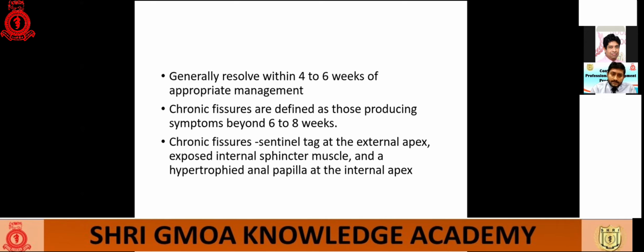But chronic fissures tend to persist beyond 6 to 8 weeks. When you examine a chronic fissure, you can classically see a sentinel tag at the outside of the fissure, and inside there's an anal papilla, and in the base you can see internal sphincter fibers and the edges will be rolled up. Those are the signs of a chronic fissure.